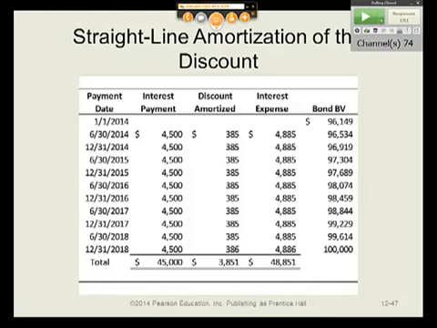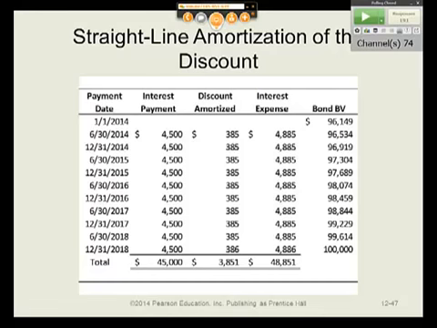So what happens is that we take the opening balance of the debt, which is the 96,149. The dates, of course, are 2014. The interest payment is $4,500. The discount amortized, as we said, is given to you at $385. The total interest expense is $4,885.